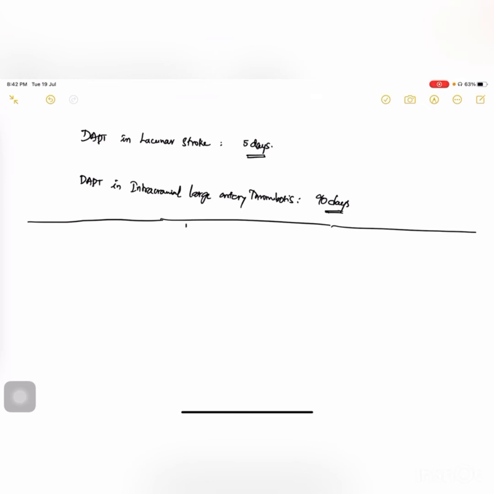Now, let us discuss dual antiplatelet therapy in cardiology. The first scenario is the patient has MI. Suppose it is a STEMI and the patient has undergone percutaneous coronary intervention. For this patient, we have to prescribe aspirin plus prasugrel or ticagrelor for 1 year duration.